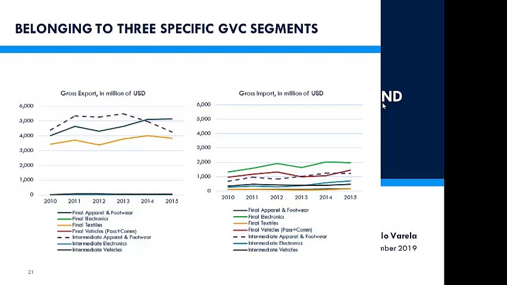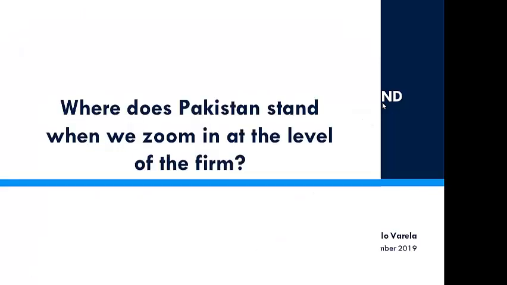And if you look at what specific value chains Pakistan is inserted into, one can think about six global value chains that are quite well established. One is vehicles, another one is electronics, another is apparel and footwear, another is intermediate apparel and footwear. Pakistan is basically integrated in final apparel and footwear, final textiles, and intermediate apparel and footwear, with some decline or decay in the participation in intermediate apparel and footwear.